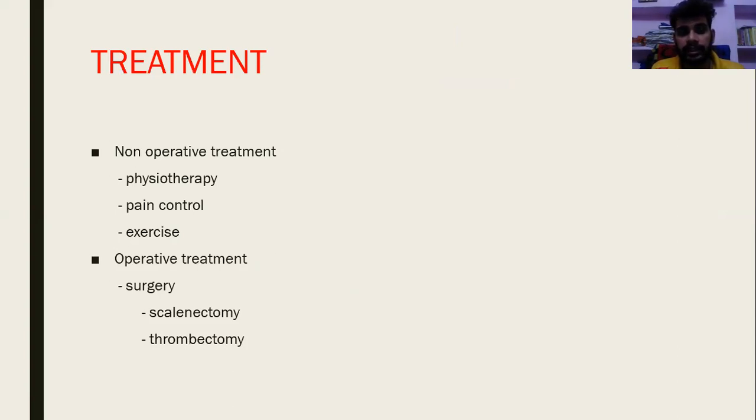Now we discuss treatment. Treatment is of two types, non-operative treatment and operative treatment. Firstly, we discuss operative treatment. In operative treatment, generally we consider surgery. In surgery, we decide between two types of surgeries. First is scalenotomy, and second is thrombectomy. Scalenotomy is done due to weakness of scalene muscles, and thrombectomy is for treatment of TOS.